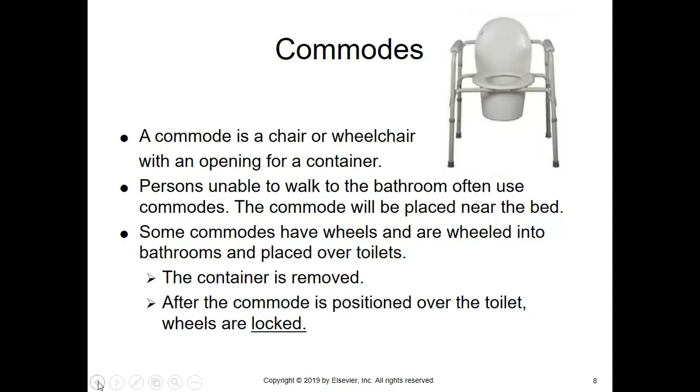So if somebody's going to use the commode, you're going to have to do a transfer, which means you're going to take them from the bed, make sure they're wearing shoes, put a gait belt or a transfer belt around them, stand them up, and get them from the bed to the commode. And then once they're on the commode, you're going to remove that gait belt so they can urinate or have their bowel movement. You're going to provide for privacy.